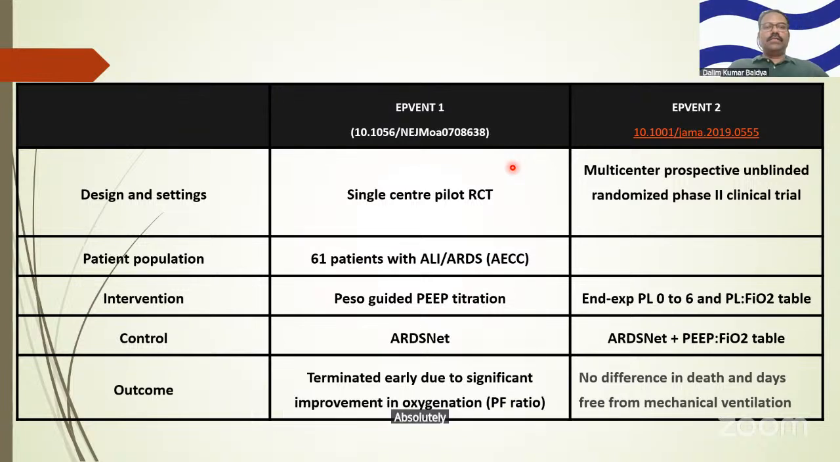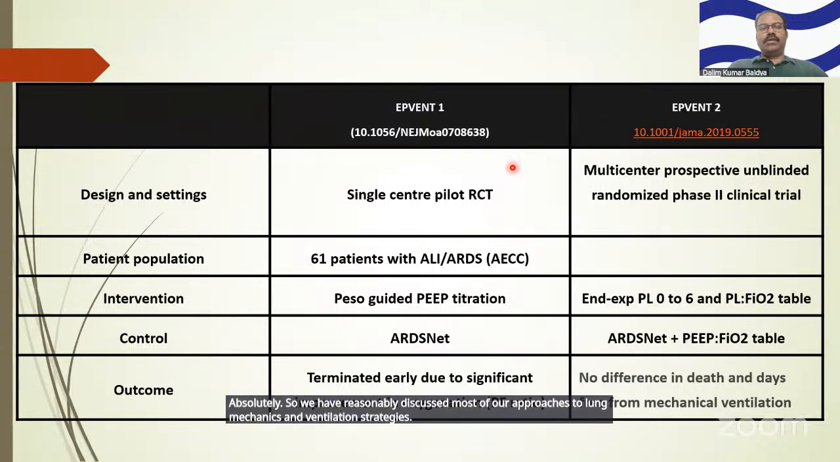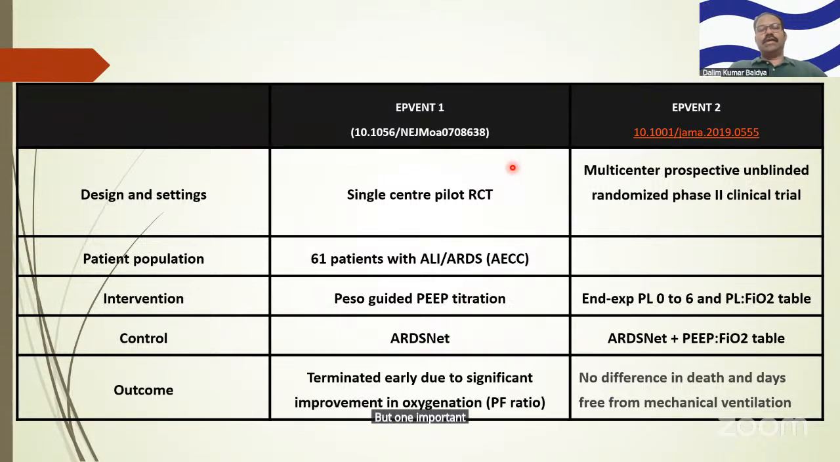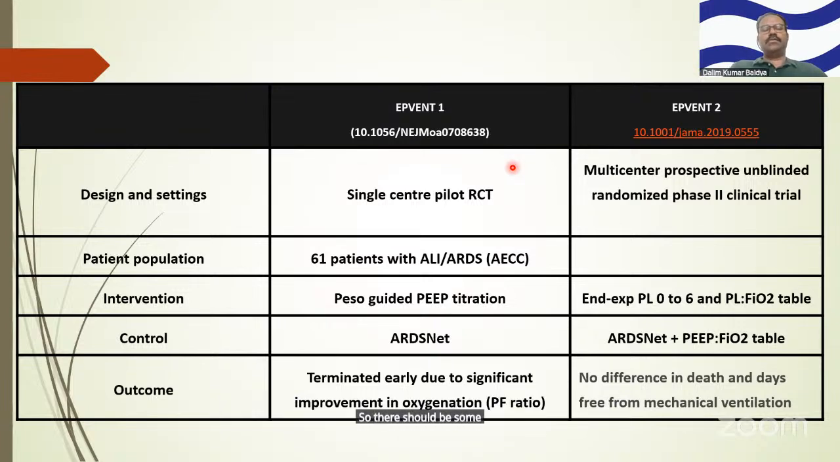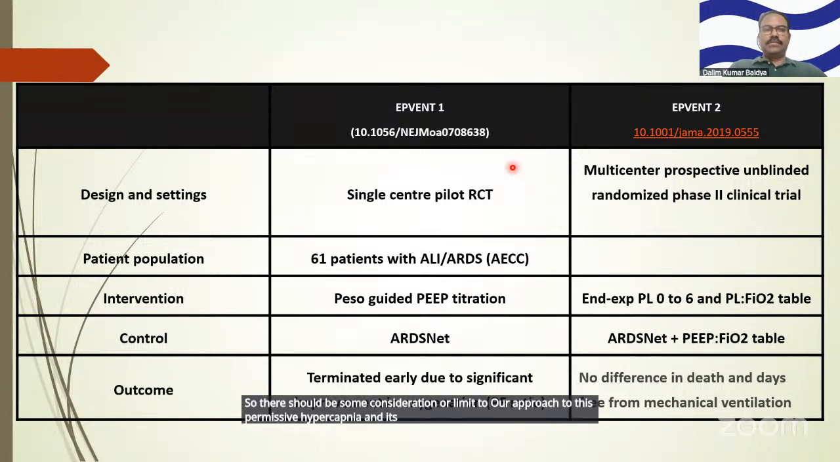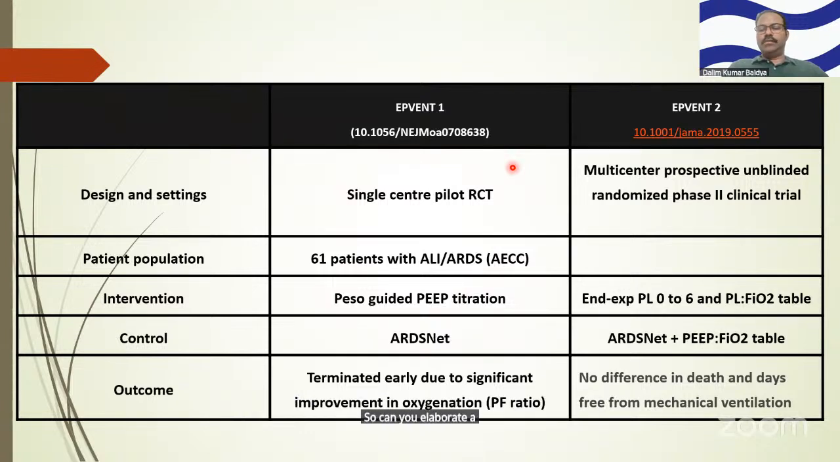Absolutely. So we have reasonably discussed most of our approaches to lung mechanics and ventilation strategies. But one important consideration here is that to limit our tidal volume, plateau pressures, driving pressures, we always face the risk of respiratory acidosis and hypercapnia, as you have already mentioned. So there should be some consideration or limit to our approach to this permissive hypercapnia and its consequences. So, can you elaborate a bit on this, Anirban?